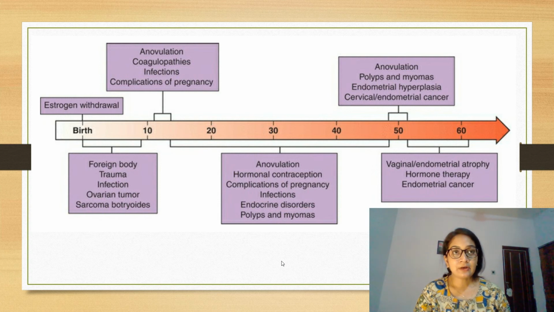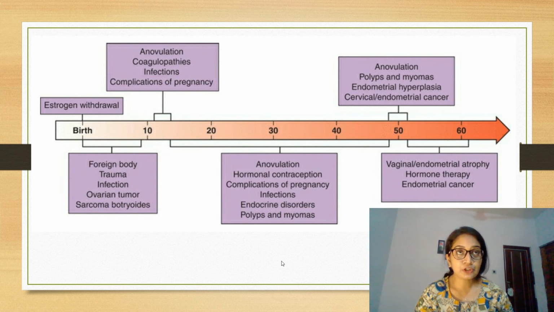When the woman is around 20 to 40 years of age, the most common cause is anovulation, followed by hormonal contraception, and most important, pregnancy. So in any case of abnormal uterine bleeding in the reproductive age group, first and foremost think of pregnancy.